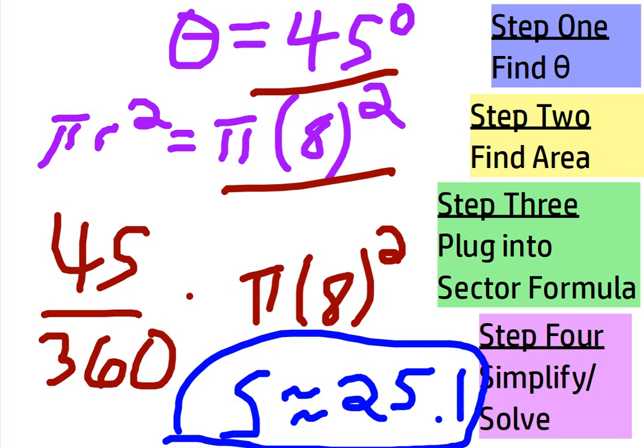Now looking on the back, it's going to be simplifying, okay? It says find the area. It doesn't say round to the nearest tenth.